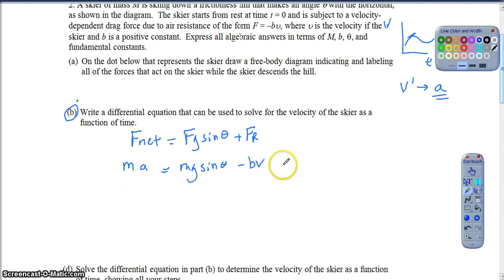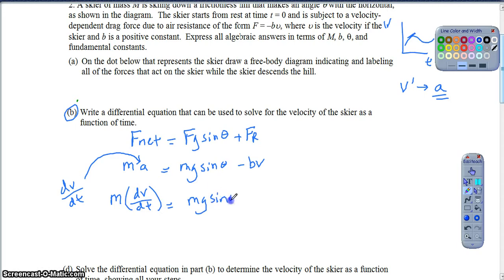So then, how does this relate to velocity and time? Well, the key is, what is the acceleration really? And again, the acceleration is really just the derivative of our velocity with respect to time. So I'm going to substitute a out of the equation and pull in dv/dt. So I've got mass times dv/dt equal to mass times gravity times sine theta minus bv. So write the differential equation that can be used to solve for the velocity. This right here would be that equation.